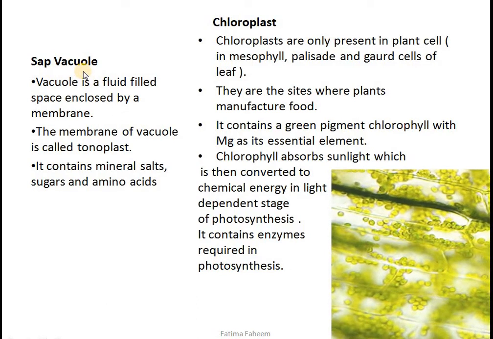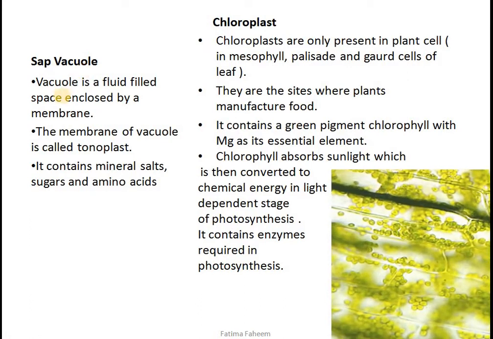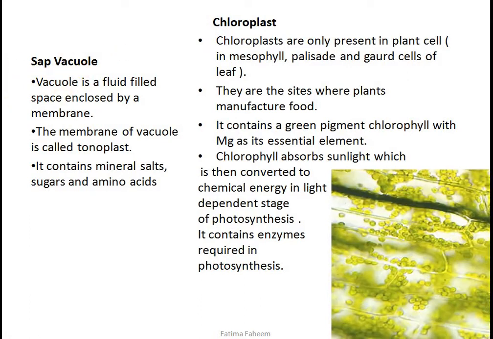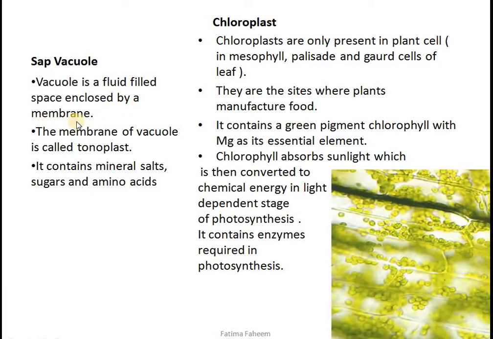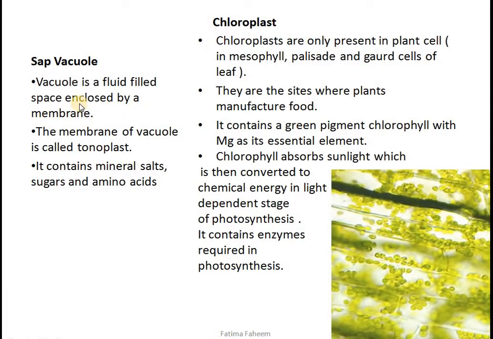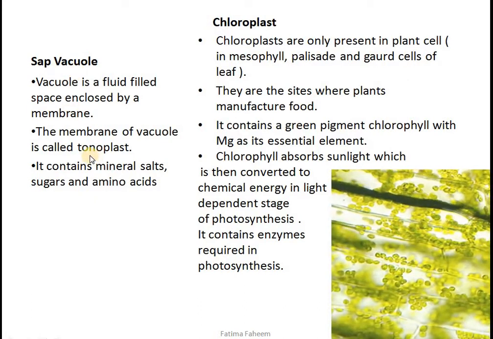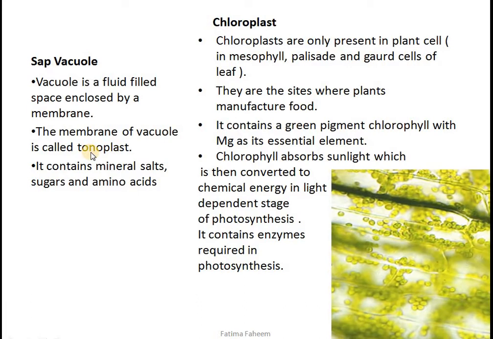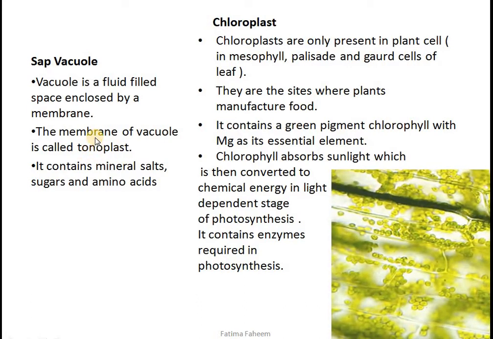Sap vacuole is the large central single vacuole present in plant cells. A vacuole is a fluid filled space enclosed by a membrane. This membrane has a special name when it comes to the vacuole. It is called tonoplast. By nature, tonoplast is the same as the cell membrane. It is partially permeable.